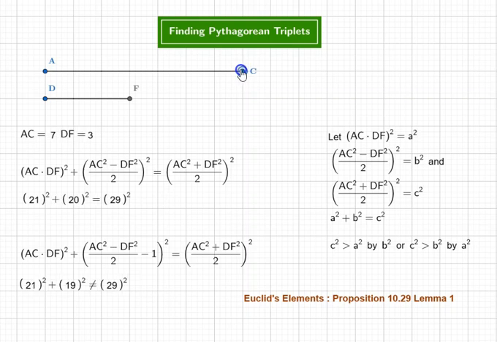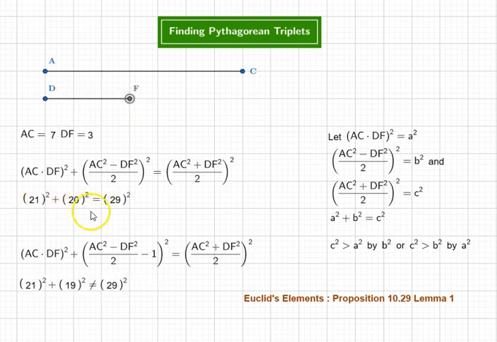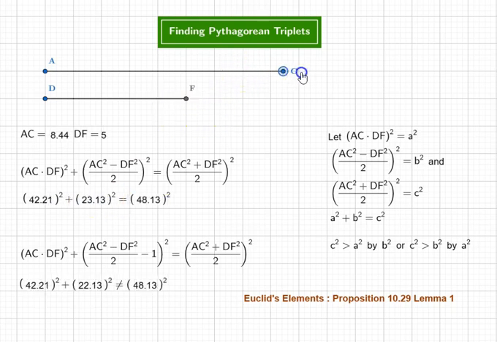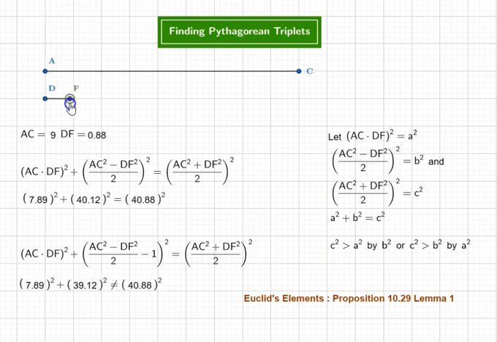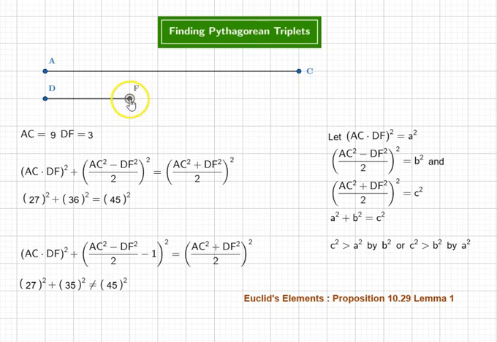Similarly, if we make this as 7, then again we start with 1 as DF. So we get 7, 24, 25; 21, 20, 29; 35, 12, 37. Again, if you want some more, just start with 1 again. So AC is 9, DF is 1. So 9 square, 40 square, 41 square; 27 square, 36 square, 45 square.